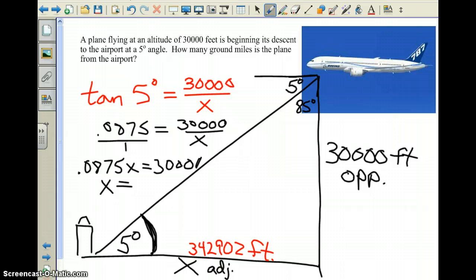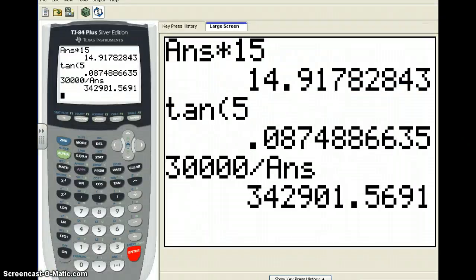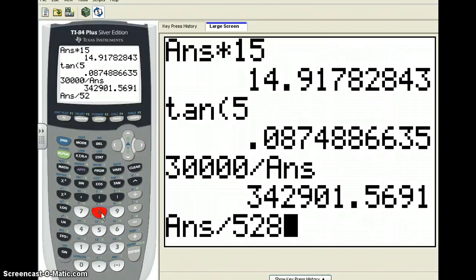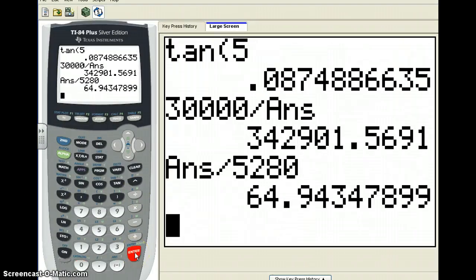However, the problem asks us for how many ground miles this is, so we need to know that there's 5,280 feet in a mile. So if I take that number of feet and divide it by 5,280, that will give me the number of miles the plane is from the airport, about 65 miles.